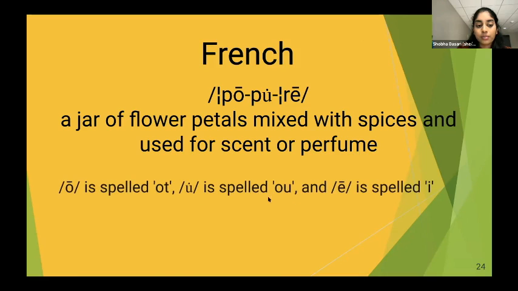Okay. So a couple of language pattern hints here: the O sound is spelled OT in French. The T's are usually silent in French. The OO sound is spelled OU, so in potpourri, that sound is spelled OU, and then the E sound at the end of a word usually is spelled with an I. And so the correct spelling here is POTPOURRI, potpourri.